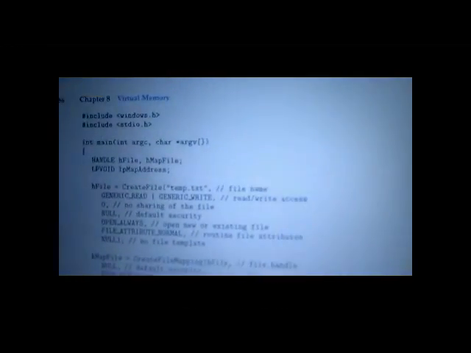Ito yung sample code niya. Cut mo muna. Papaliwanag ko. Post mo muna. That's our report.